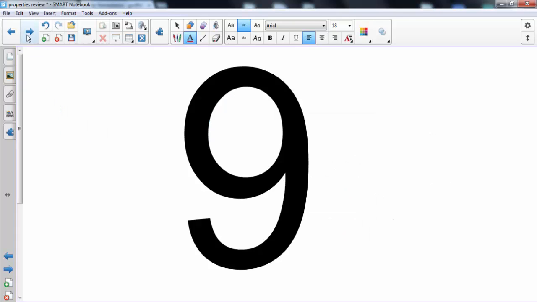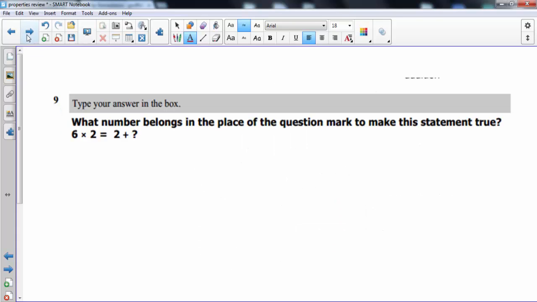And finally, question number 9. What number belongs in the place of the question mark to make this statement true? This question tricked lots and lots of you. Notice that the operation is different on both sides of the equal sign. So we're going to have to figure this out. We can't just assume that they're trying to do the commutative property, changing the order, because it doesn't work when the operations are different.